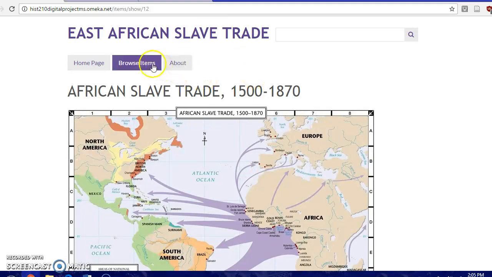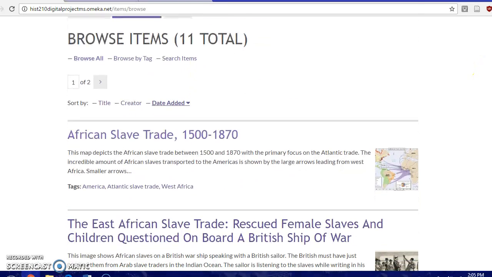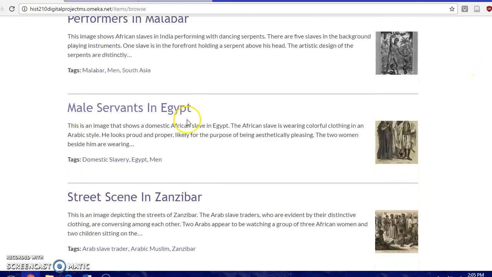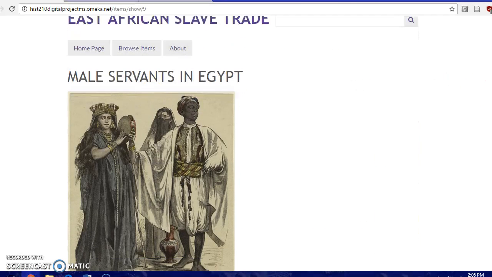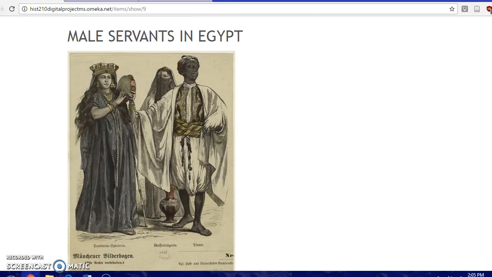So, another item I have displayed is called Male Servants in Egypt. This is an image of an African slave serving as a domestic servant for the two Egyptian women, who are shown here. The purpose of this image is to showcase where the captives of the East African slave trade ended up. Most captives in the East became domestic servants, unlike in the West, where most worked in agriculture.